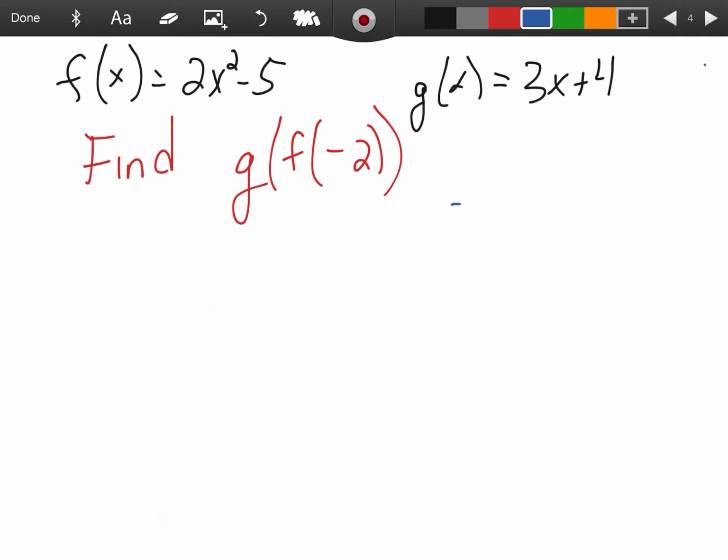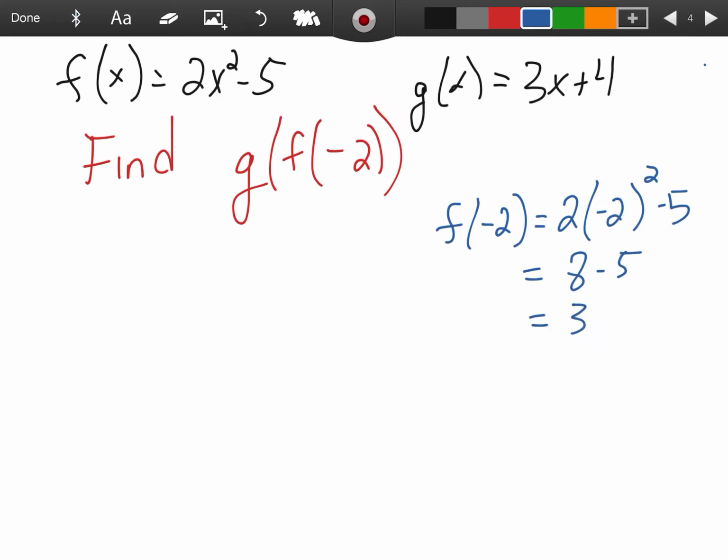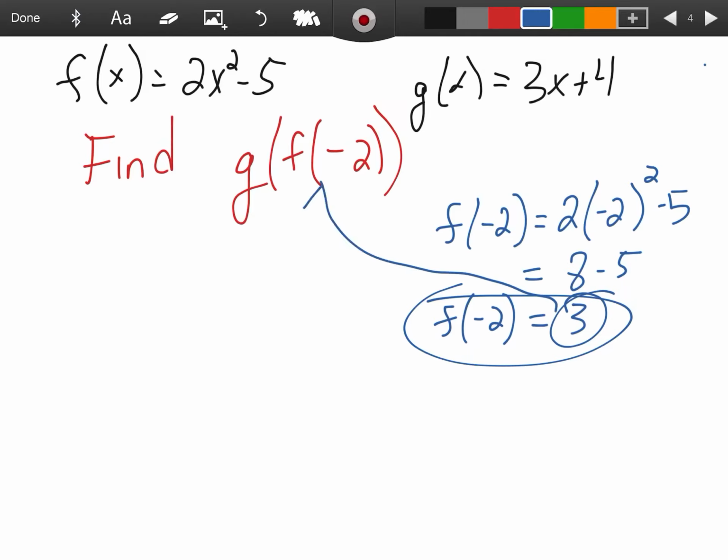So let's start off just by finding f of -2. That's going to be 2 times -2 squared minus 5. All right, that's 2 times 4, which is 8, minus 5. That gives me 3. So now f of -2 I know is equal to 3. So I can just take this 3 and substitute it in here for f of -2, because f of -2 is 3. All right. So now we're just going to find, well, then what's g of 3?